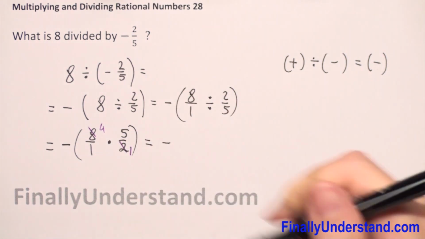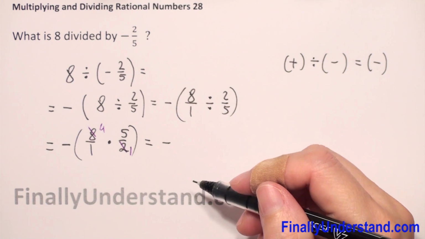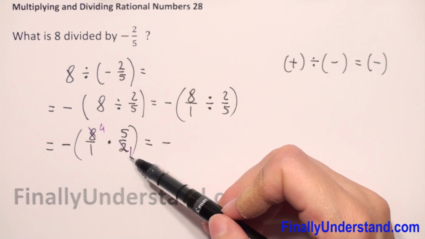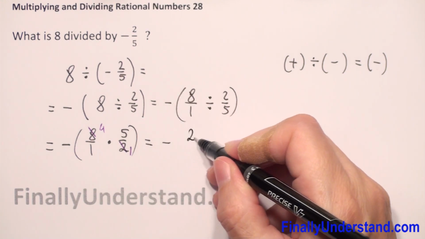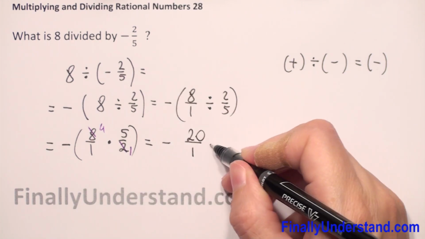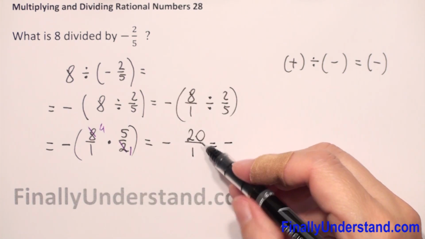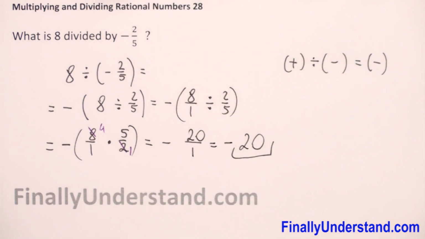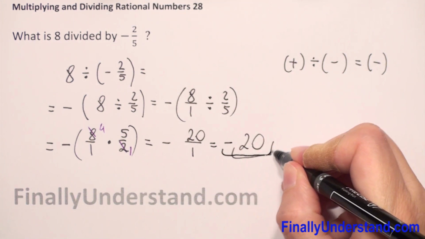So now it will be easier to do multiplication of fractions. We multiply numerator times numerator, denominator times denominator. 4 times 5 is 20. 1 times 1 is 1. So this is equal. Negative sign we copy. 20 divided by 1 is 20. This is my solution: negative 20.